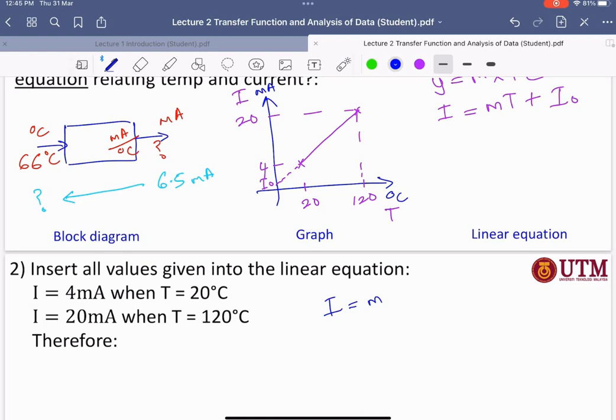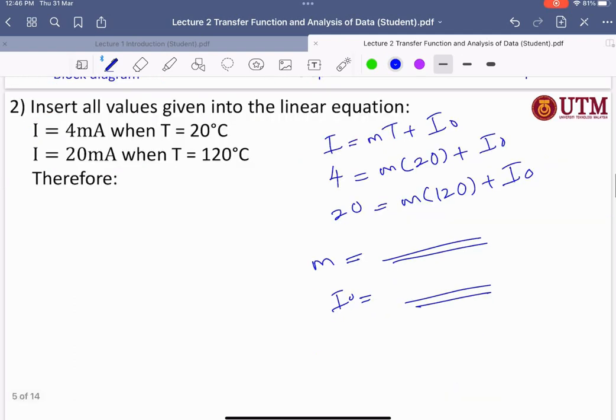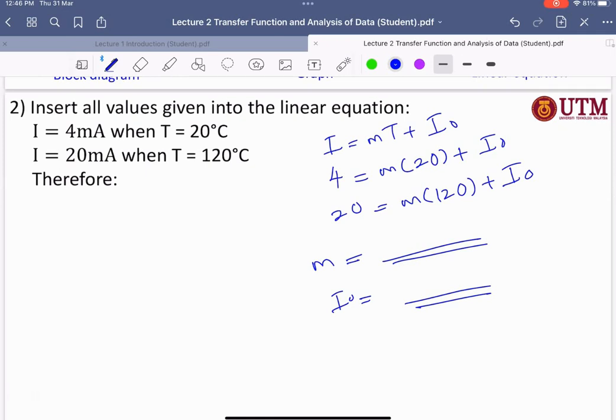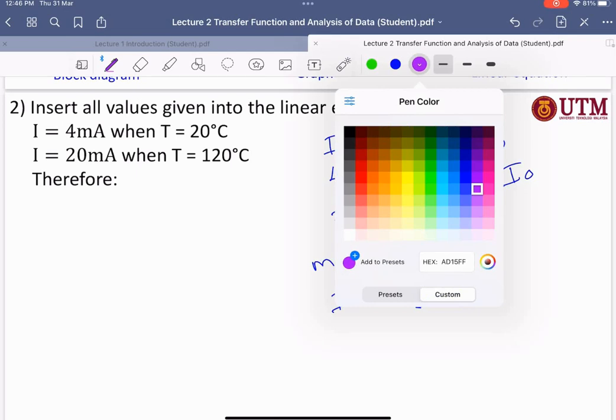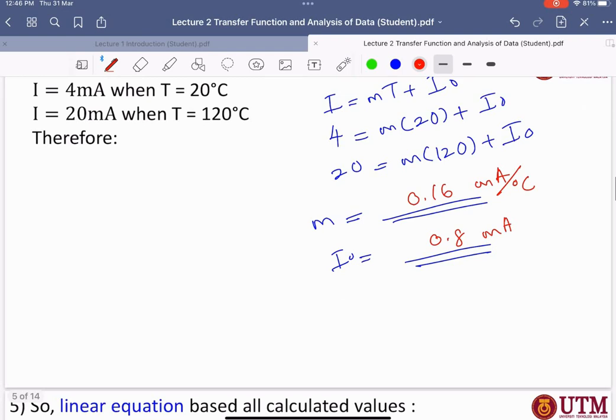So for the I, for 4 milliamp, we're going to find the m first: 4 equals m times 20 plus I naught, and 20 equals m times 120 plus I naught. Then you get the value for m and the value for I naught. In this case, it's a very easy one: 0.16 milliamp per degree, and I naught is 0.8 milliamp. So the final equation is I equals 0.16 t plus 0.8. Okay, that's it.